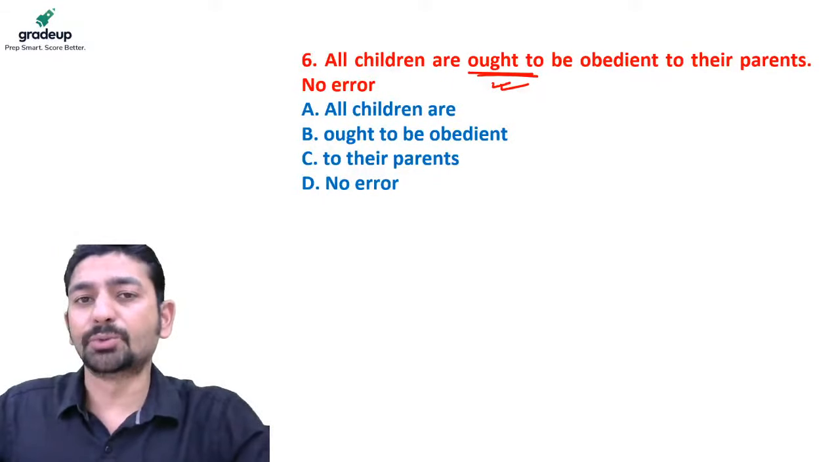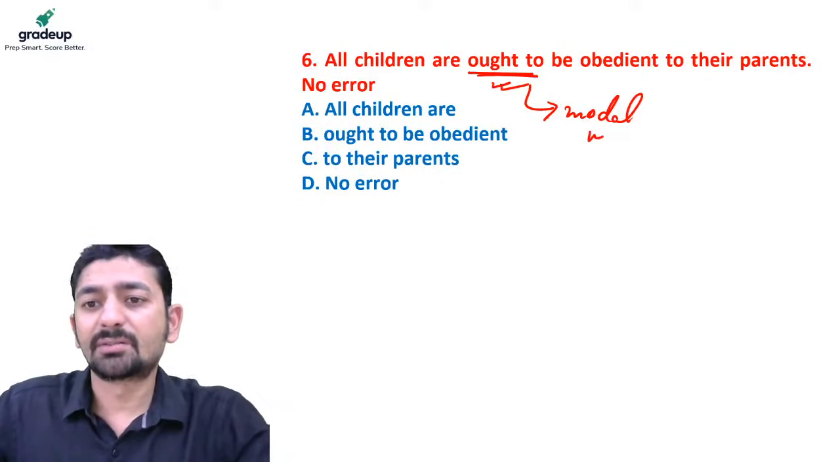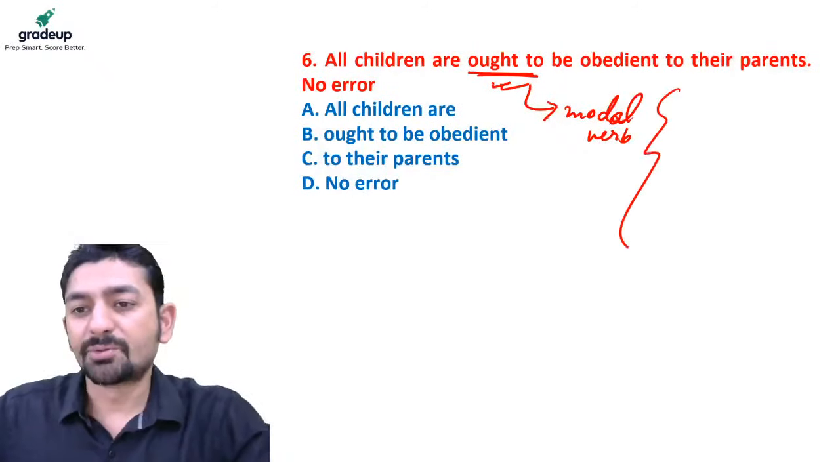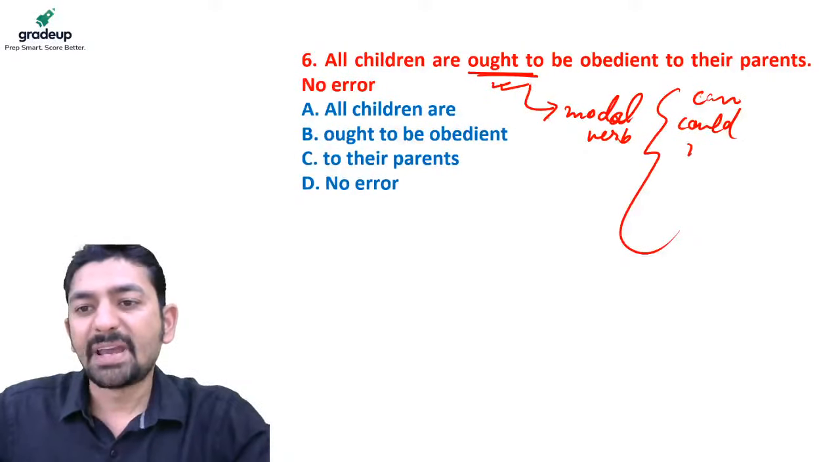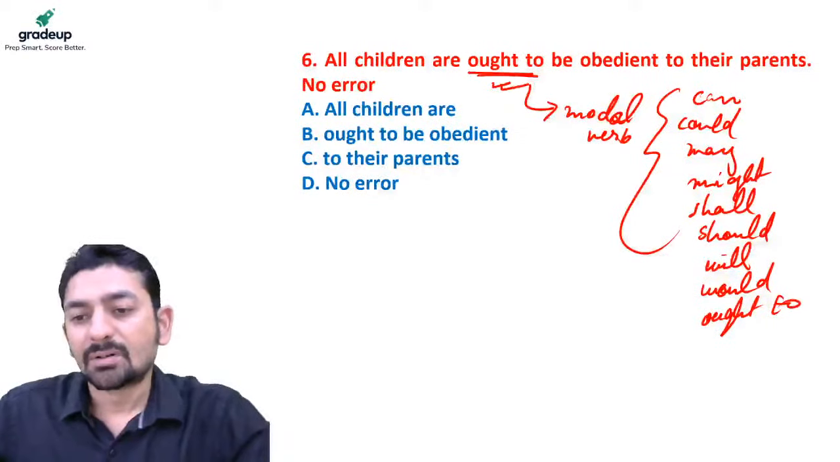When you say ought to, this is actually called a modal verb. These are called modal verbs. Which are modal verbs? Like can, could, may, might, shall, should, will, would, ought to, must, used to, dare to.